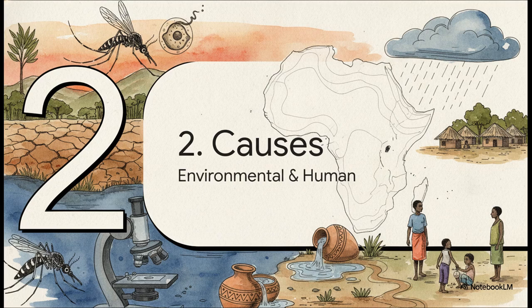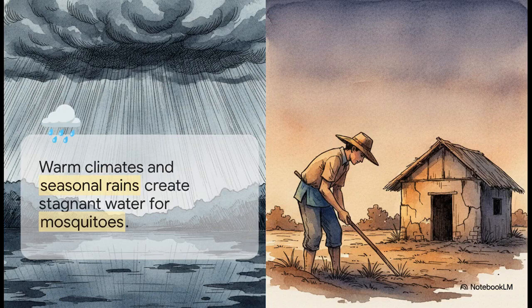behind those statistics. And this brilliantly illustrates the duality of the problem we're facing. Environmentally, we've got warm, humid climates and seasonal rains creating stagnant breeding water below 2,000 meters. Actually, here's a crazy fact. The Anopheles mosquito only needs a tiny puddle, literally something as small as a muddy hoofprint filled with water, to successfully breed.